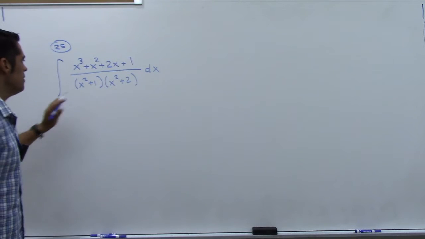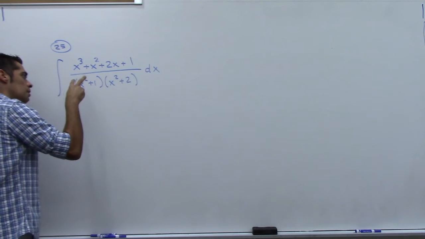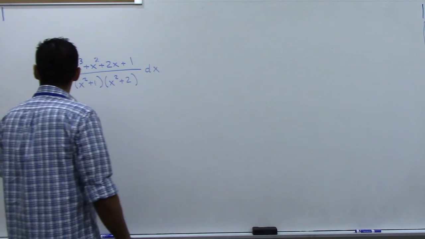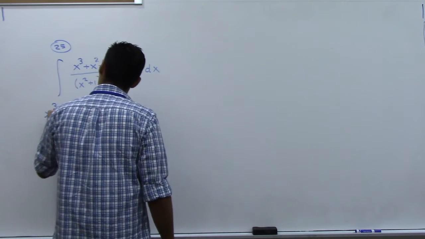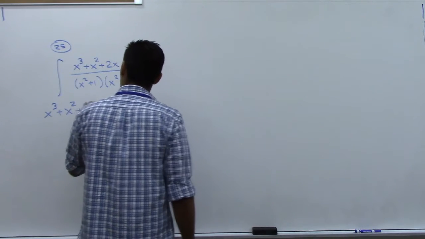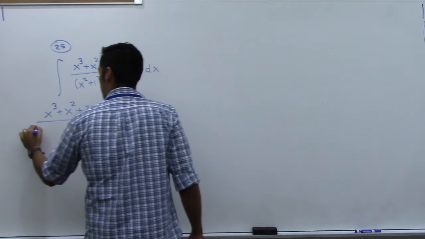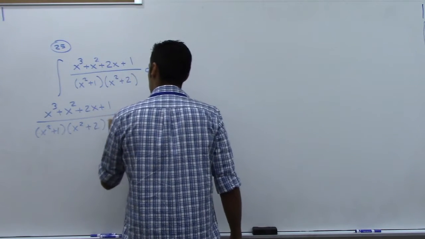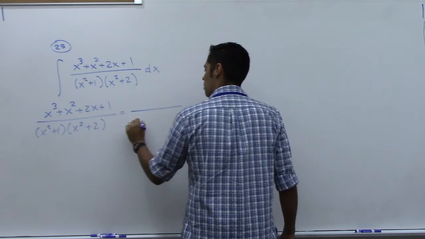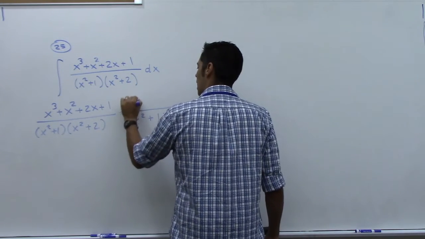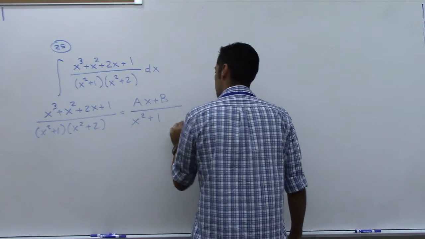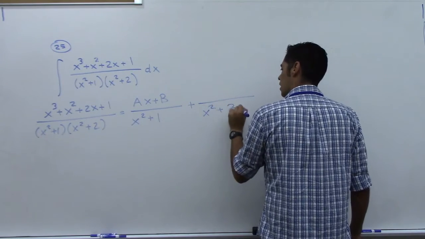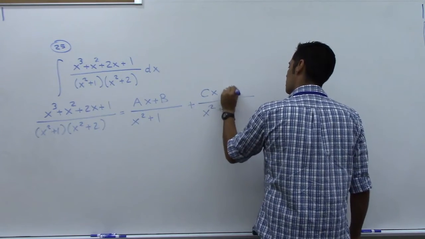Noticing my denominator has 2 factors in it. These are irreducible quadratics. We cannot factor these, right? So I'm going to be trying to rewrite this as my first irreducible quadratic with ax plus b, so that's a linear expression on top, plus my second irreducible quadratic with another linear expression on top.